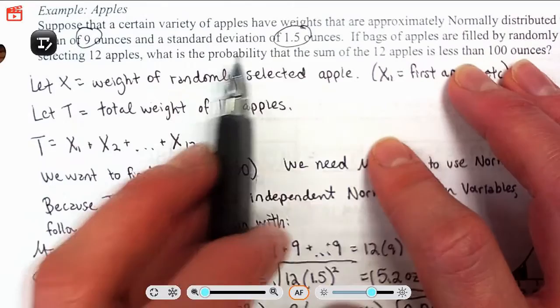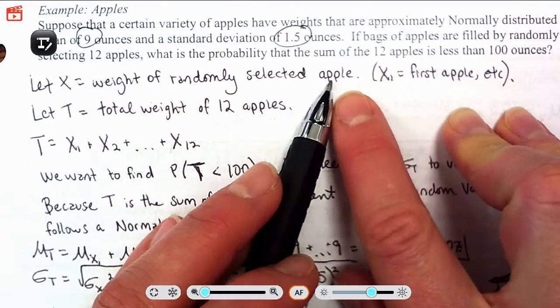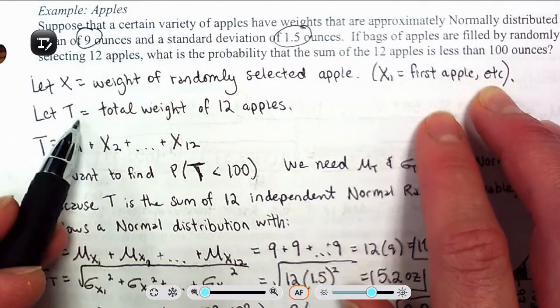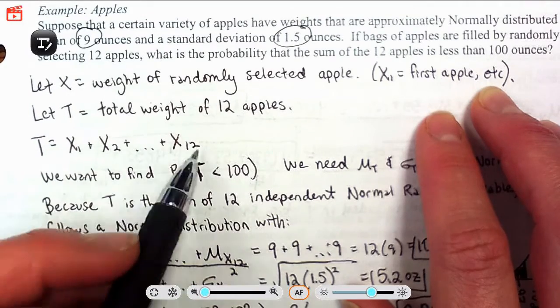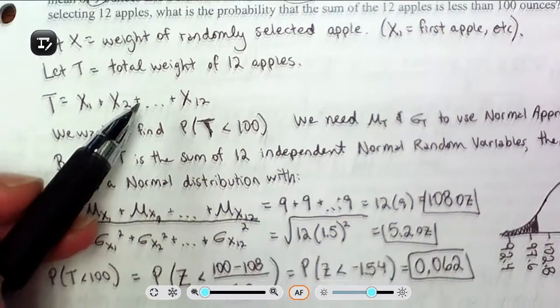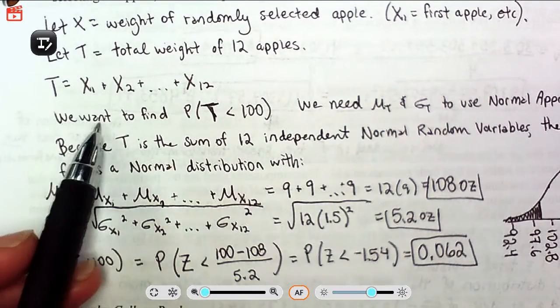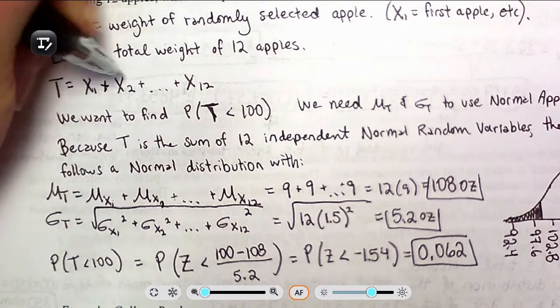So I want to use some variables, so I want to go ahead and start defining them, because this is the first time a prompt has not defined them. So let x equal the weight of a randomly selected apple, so x1 is the first apple, x2 is the second apple. Let t equal the total weight of the 12 apples. So then t is the total weight. It's each of these independent apples being added up. As we know, one apple won't affect the next because the apples are just their own sizes.